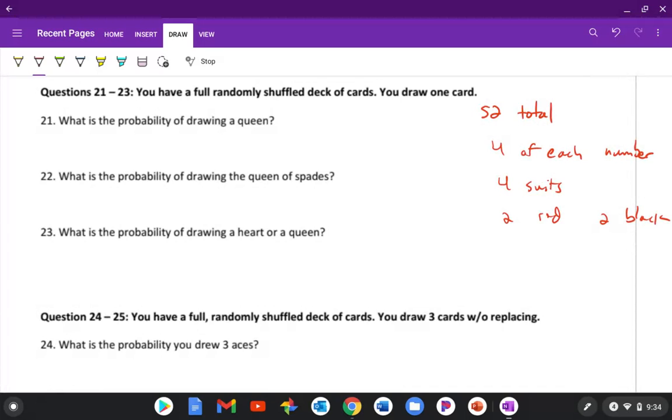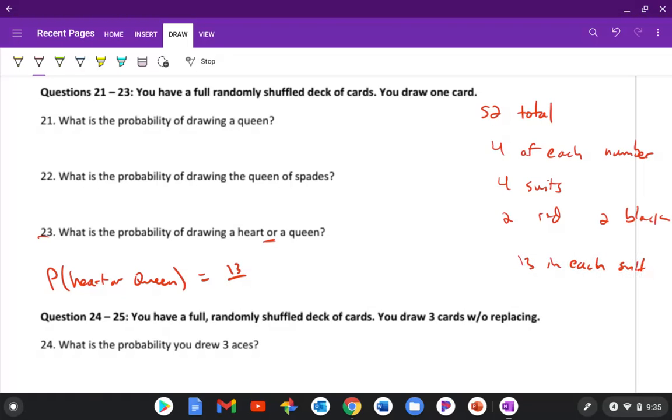Maybe we'll do 23 together. It's a little bit challenging one. So let's set that up. This one is an OR. So this is the one where you have to think of the probability of the first one plus the probability of the second one minus an overlap. So the probability of a heart or queen, the probability of a heart. Well, overall, think about how many hearts there are. There are 13 of each suit. So 13 in each suit. We'll write that.